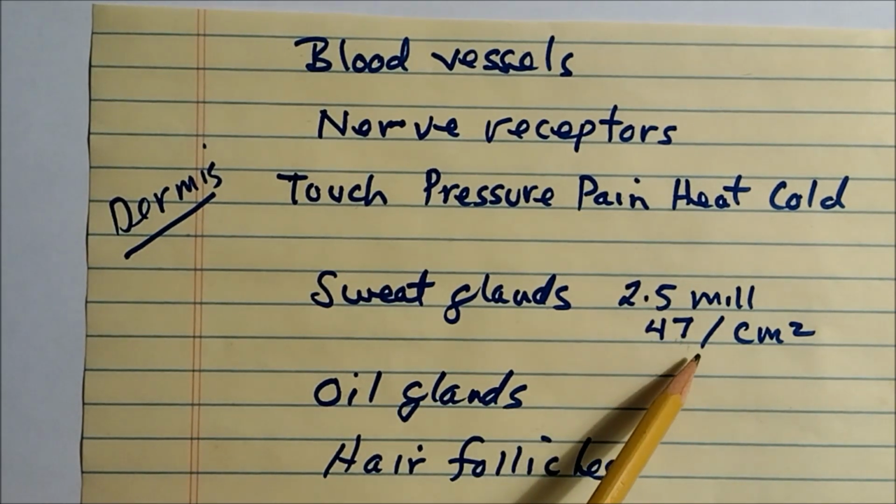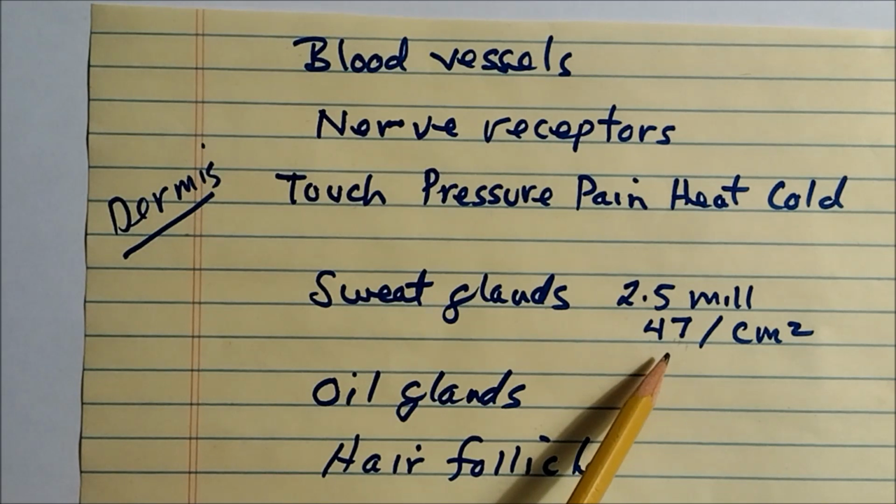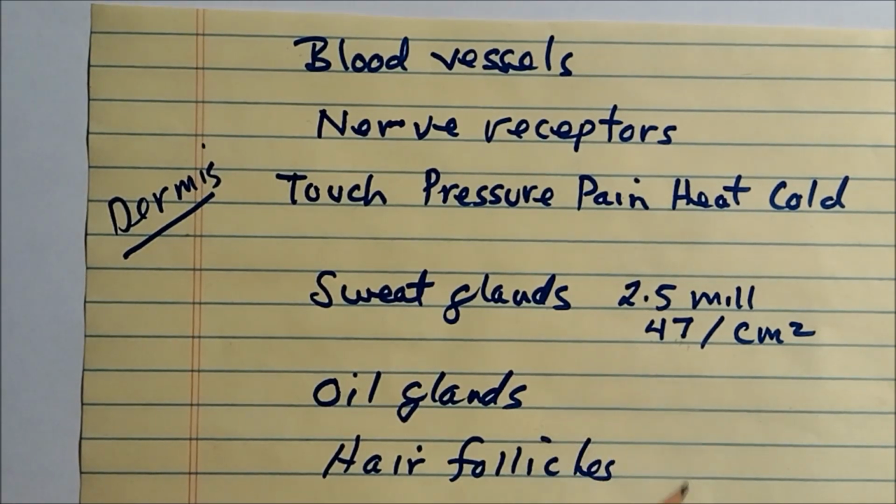Now, do you think these are all evenly divided throughout the skin? Well, they're not. As you might expect, most of your sweat glands are going to be in the moist areas of your body: the armpits, the groin area, the palms of your hands, and your face. And we have oil glands, which help to keep your skin soft and flexible. And of course, the hair follicles are obvious.